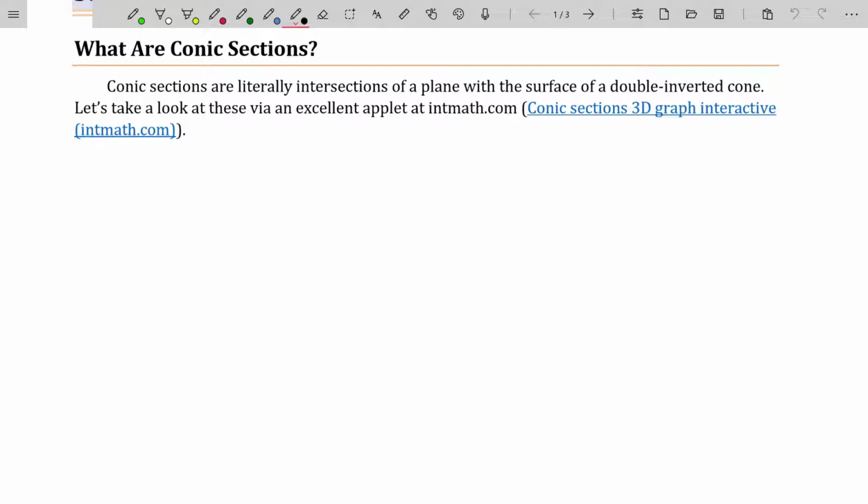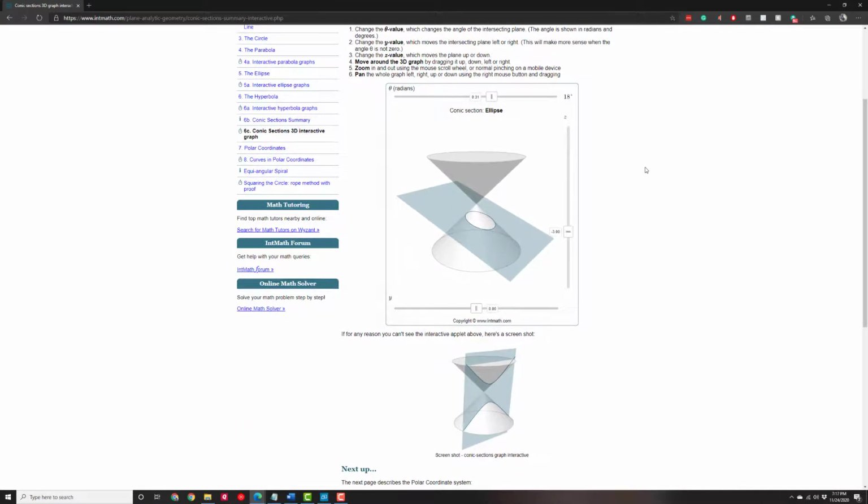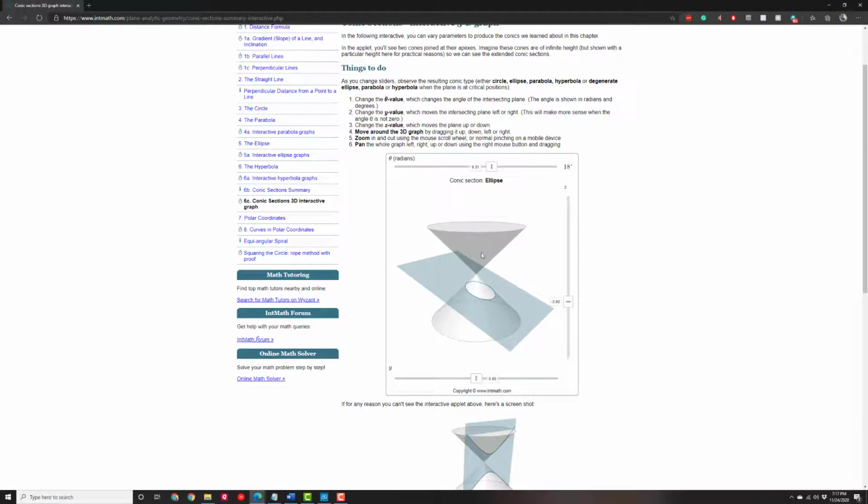So we're going to go ahead and take a look at these via an excellent app at intmath.com. Now here I am at intmath.com. You can see on your screen right here there is a double inverted cone, and then there's a piece of paper that we would call a plane. I can lift that plane up or move that plane down. I can also rotate that plane and make it flat. Let's see if I can do that perfectly. There we go. I can also move that plane left and right.